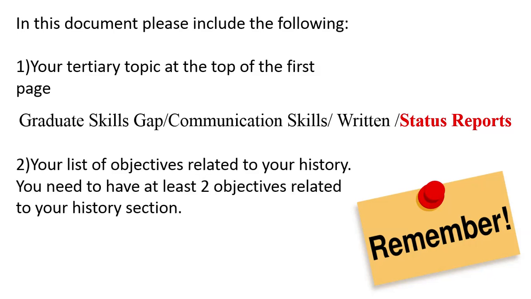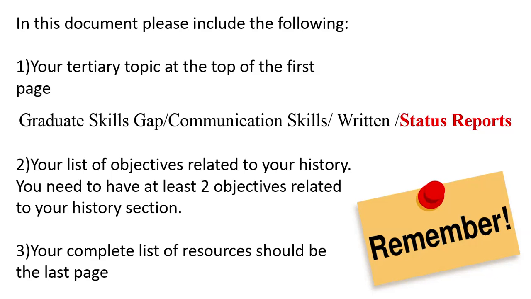Your list of objectives should be related to your history. You should have at least 2 objectives. Include those also in the very beginning. So underneath your title, or topic and title, then put your list of 2 objectives, then your 3 historical periods. Pretty straightforward format here. And your complete list of resources should be your last page. Again, you can update those. Some of you have a little bit of work to do on those, but that will be your last page.